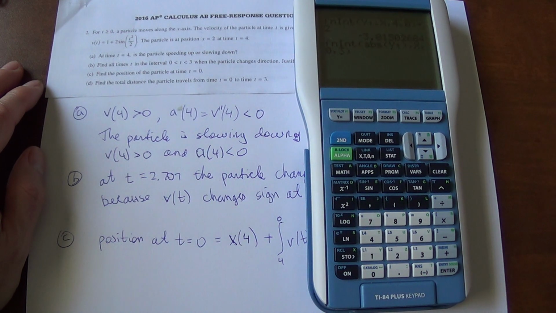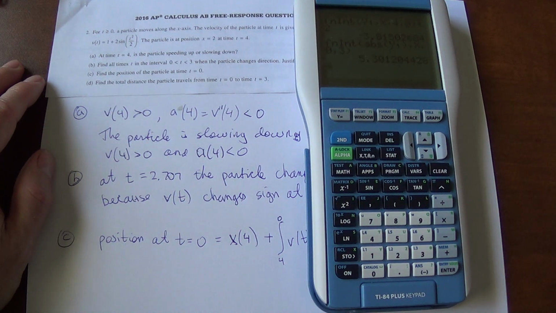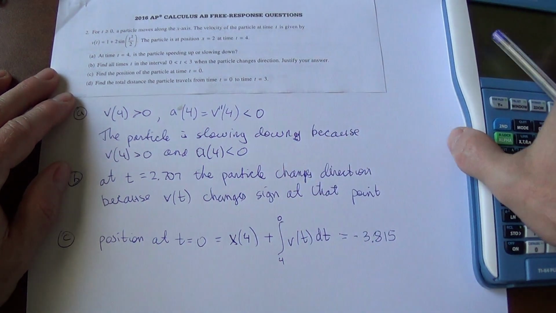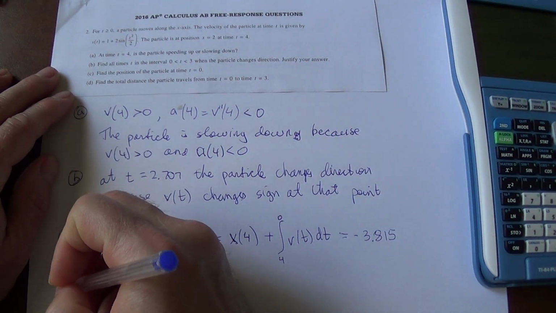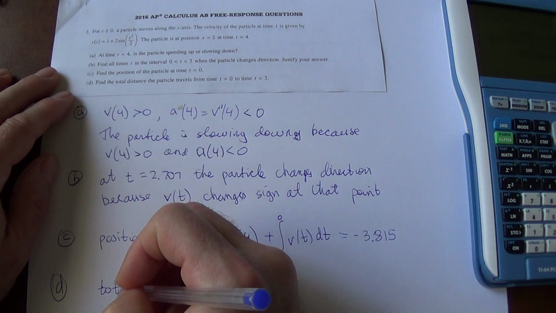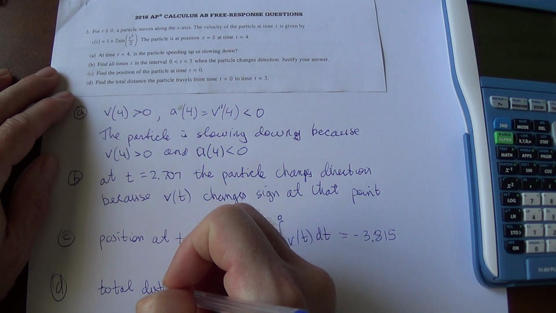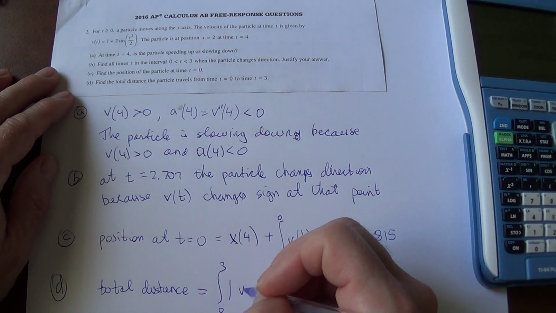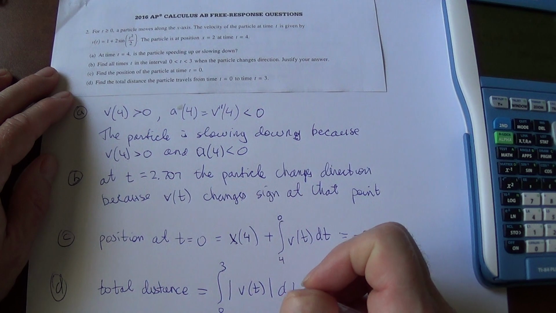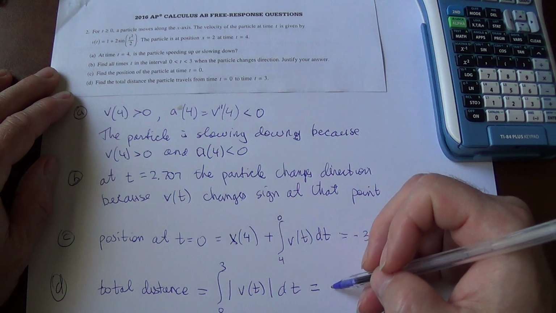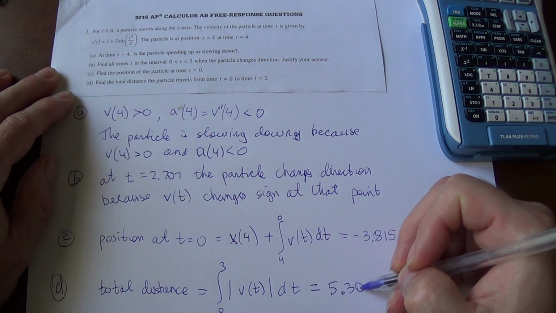It's going to do a little bit of math, it's going to think about this. Don't panic, the calculator is just processing this. Now we got 5.301. But we do need to make sure we write the setup here. So D, our total distance, is going to be the integral from 0 to 3 of the absolute value of v of t dt. And it's a calculator active question. We don't have to write any work. We can just write the answer, 5.301.